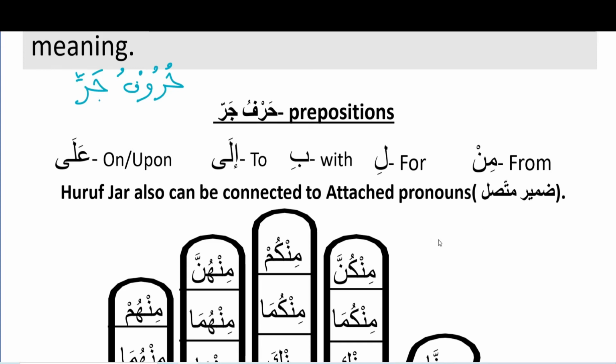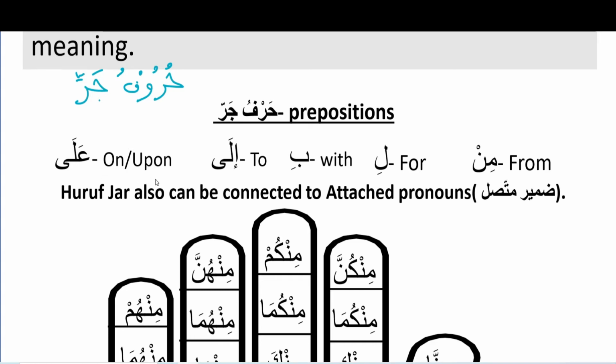So this will be a more detailed application and approach for us to know how to use prepositions. Example here, we have only 4 examples. We have 9 actually, but I'm only giving 4 examples here. Min, which means from. We have li, which means for. We have bi, which means with, and we have ila, which means to, and we have ala, which is on or upon.